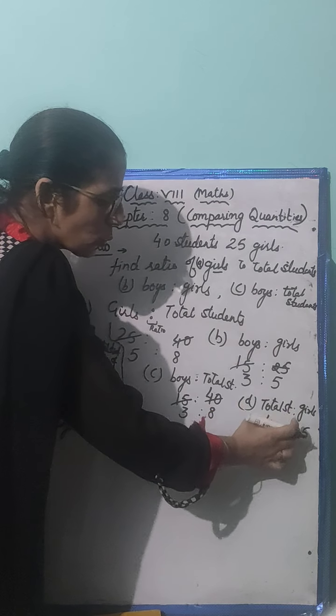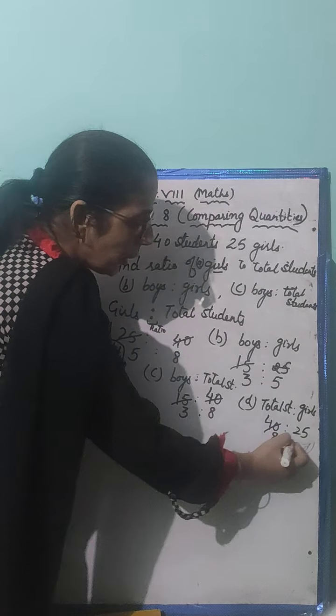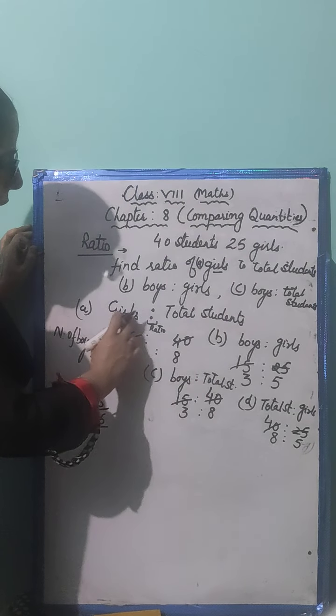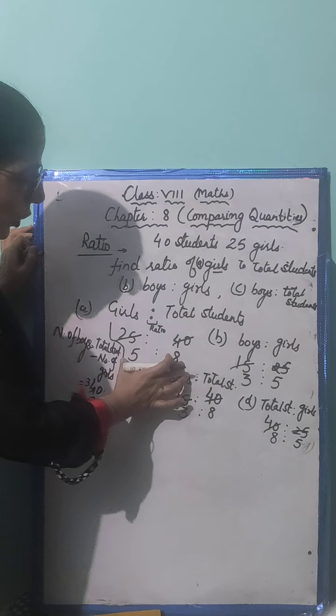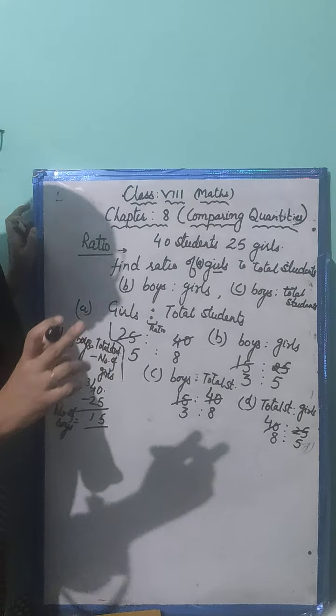But under total students, its strength should come. 5 8s are 40, 5 5s are 25. So this ratio, girls ratio total students was 5:8, but total students to girls ratio is 8:5.